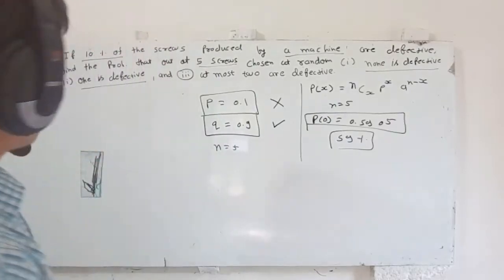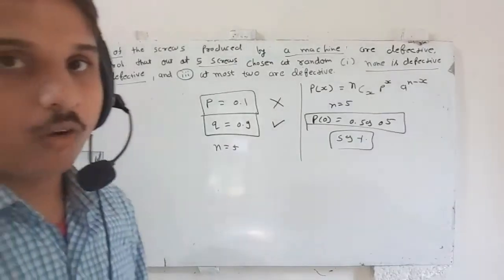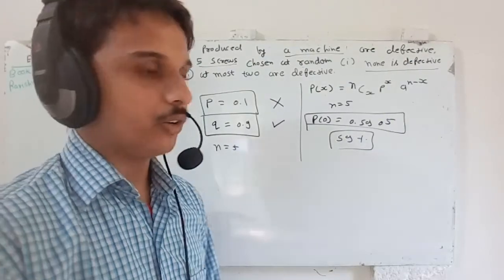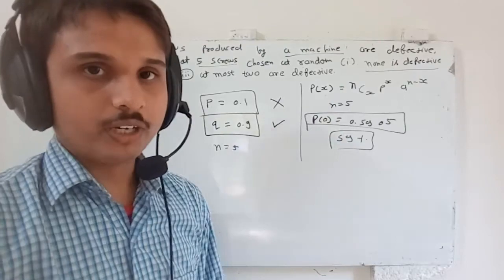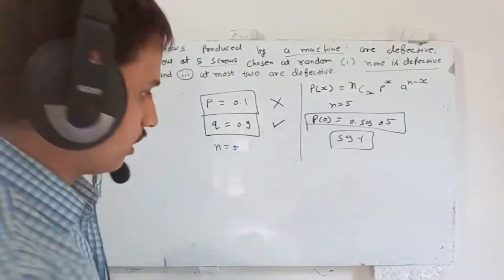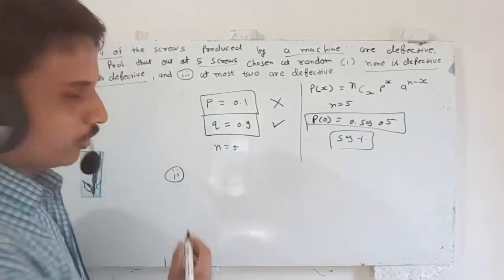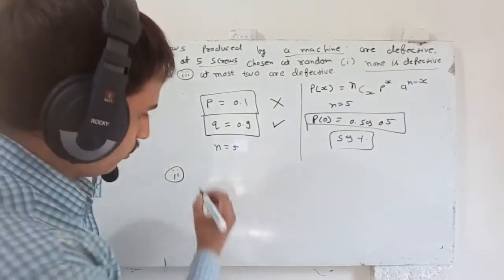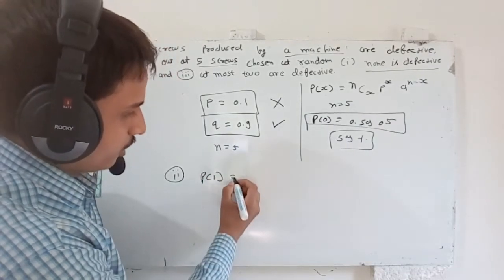Now guys, in question 2, we have to find the probability that 1 is defective. Out of 5 screws, 1 is defective. Now guys, you don't have to remember this formula to calculate an example. You have to just remember how to apply this formula. So it is asked that 1 is defective out of 5 screws. So we have to find P of 1, that is, 1 is defective.